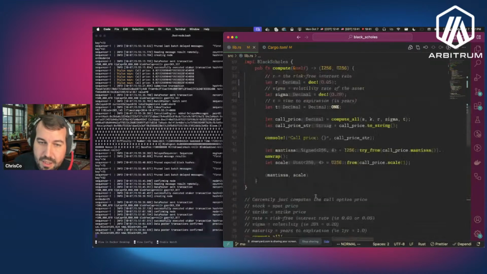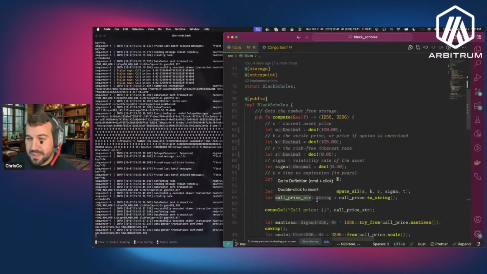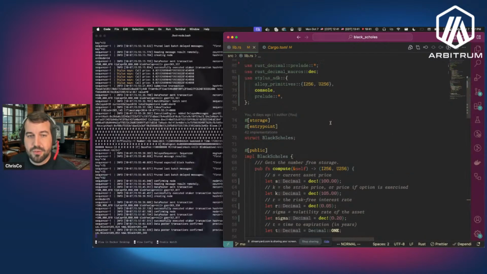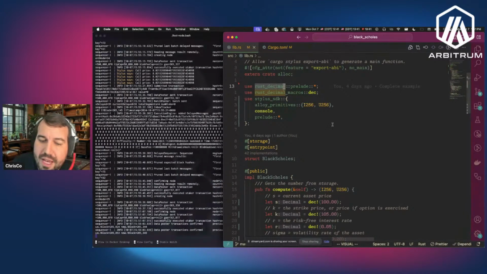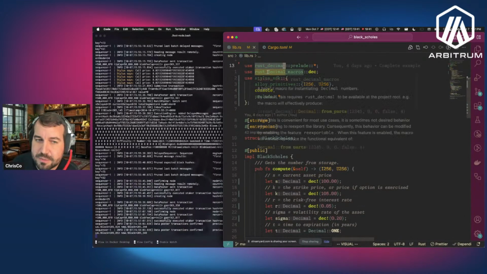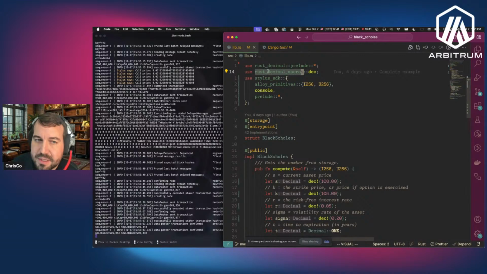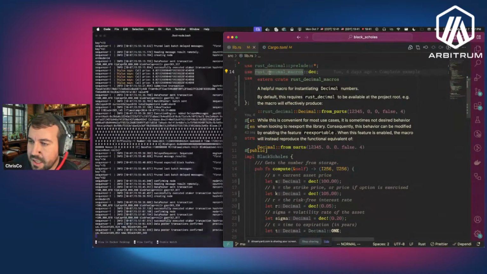I'm not really cheating, but I'm taking advantage of a library called the Decimal Library. It's the Rust Decimal crate, published on crates.io, and this is a fixed point decimal library that helps us do this advanced math in Rust. The reason why it's a fixed point library is because in Stylus and in blockchains in general, it's difficult to do floating point, right?